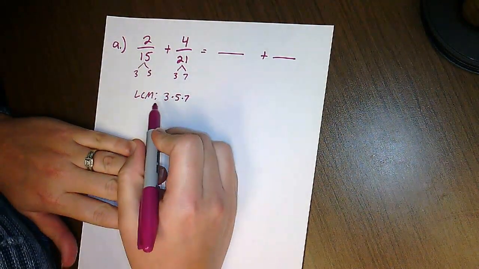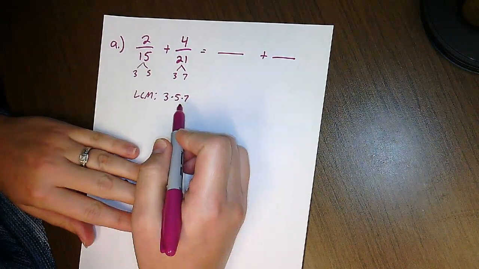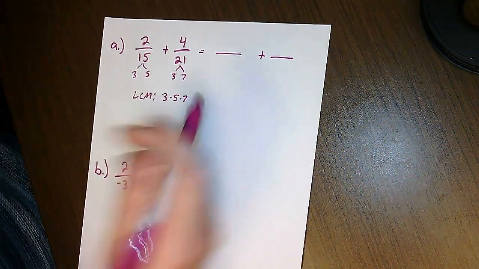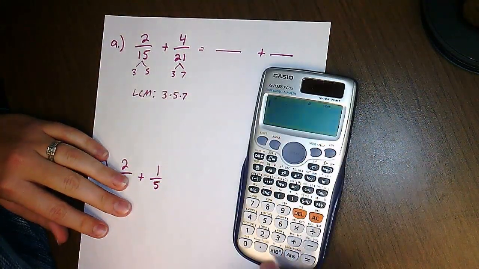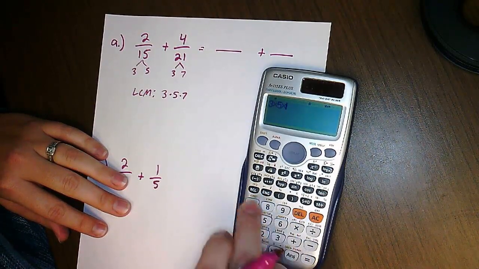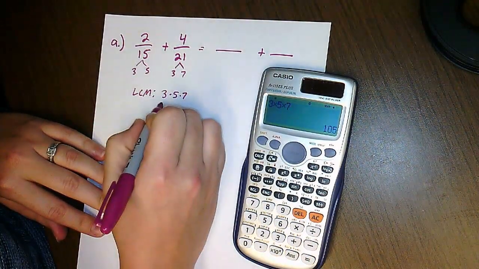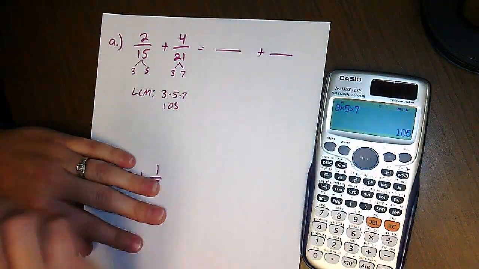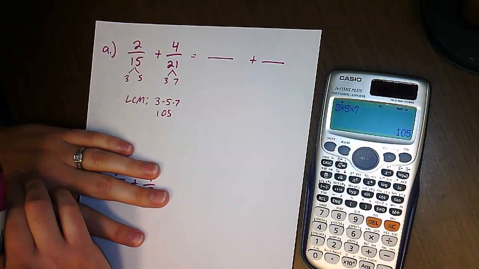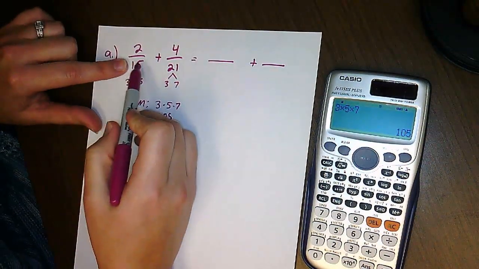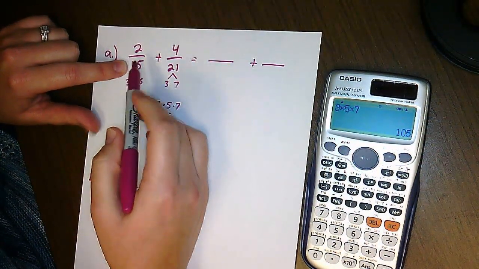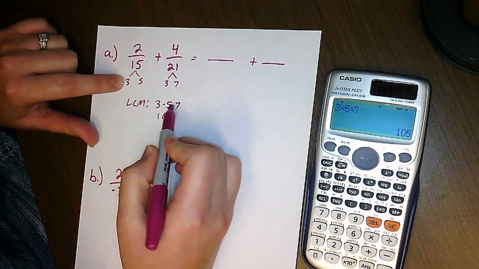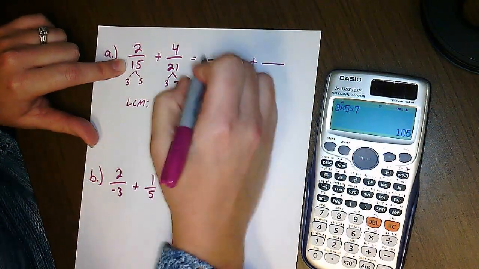So our LCM is going to be 3 times 5 times 7, which if we drag out a calculator and do 3 times 5 times 7, that's going to give us 105. Okay, so we're going to want both of our denominators up here to be 105. But we've got to build to get that. So this first fraction started with a 15, which we know is 3 times 5. So all I've got to do is get that extra 7 in there.